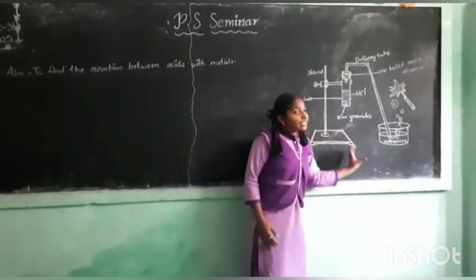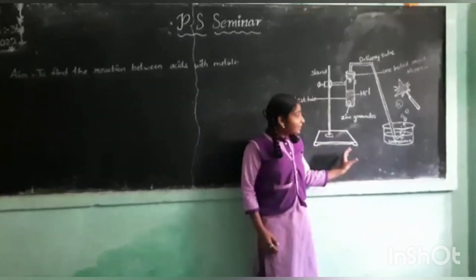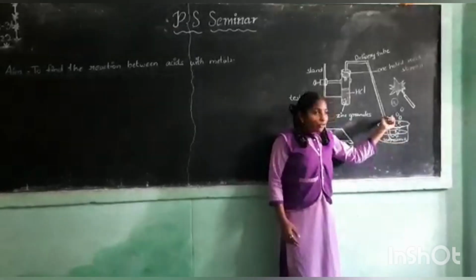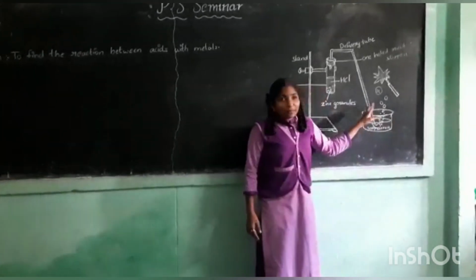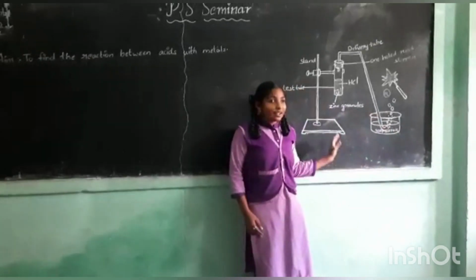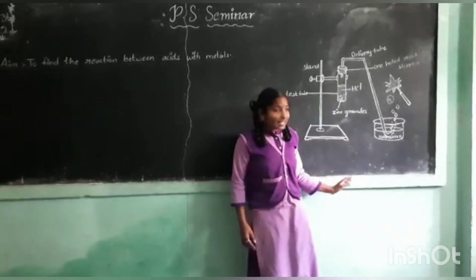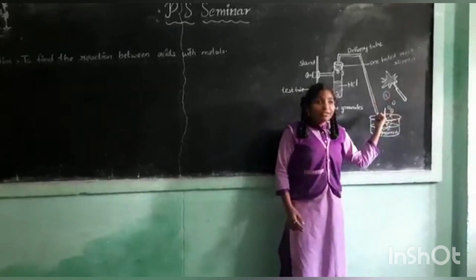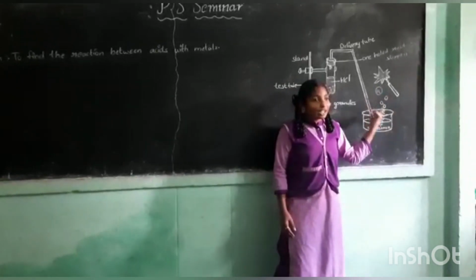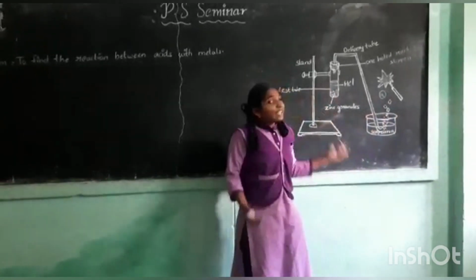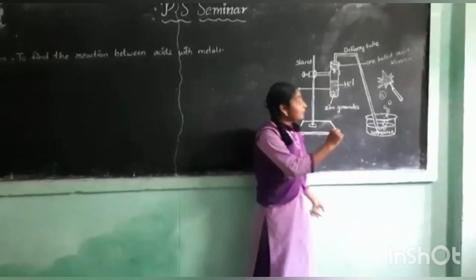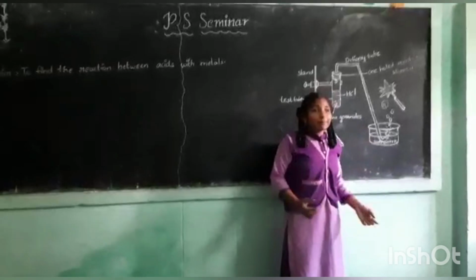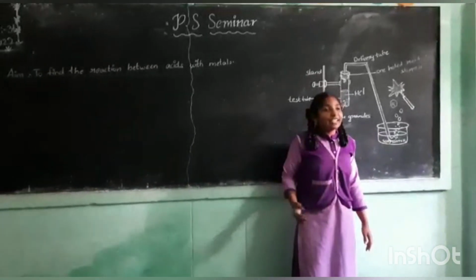What we conclude in this experiment is that the bubbles formed in the soap water are hydrogen. How can you test that this is hydrogen gas? Using the candle, we can find out that the evolved gas is hydrogen. How can you find it is hydrogen? Take the candle and burn it. It burns with a pop sound, indicating hydrogen is evolved.